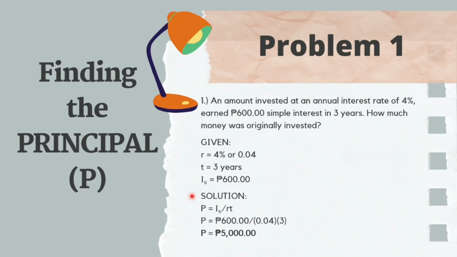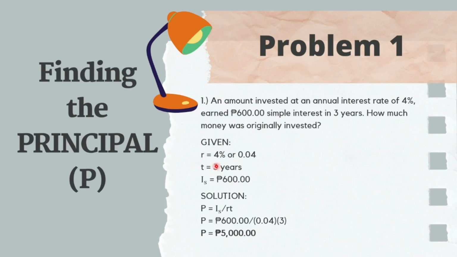So we have here question or problem number 1. An amount invested at an annual interest rate of 4% earns 600 pesos simple interest in 3 years. How much money was originally invested? So analyze it properly so that you can extract the given. We have here the rate, or R, 4% divided by 100 will give us 0.04, the time of 3 years, and the simple interest of 600.